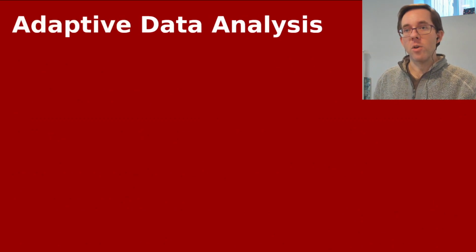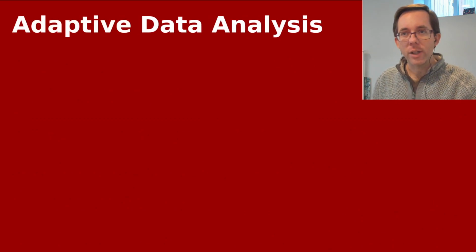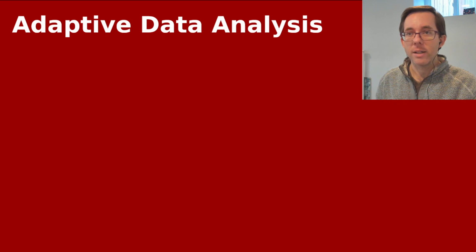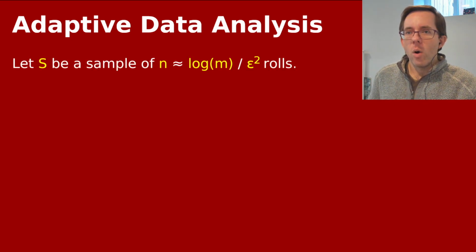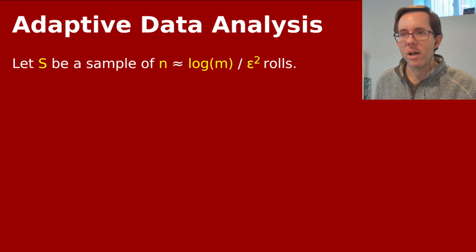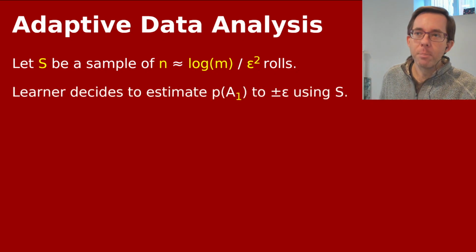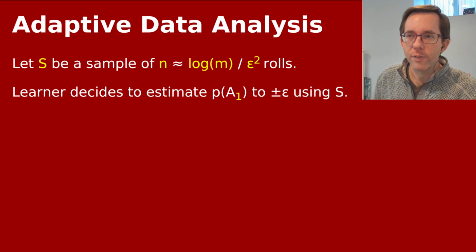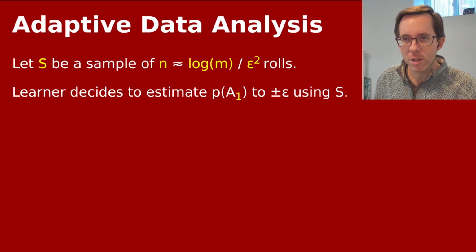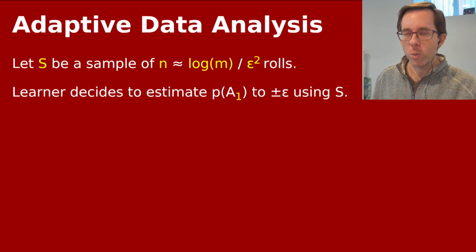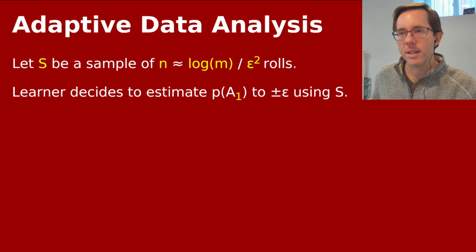But now I have to tell you about a version that gets a bit more tricky, which is what is known as adaptive data analysis. So imagine the following situation. You let S be a sample of something like log M over epsilon squared rolls of your die as before. And you decide to estimate P of A1, the probability of a certain event A1, up to plus or minus epsilon using your sample S. Okay, so that will work well. You'll get a good estimate, except with probability something like 1 over M.